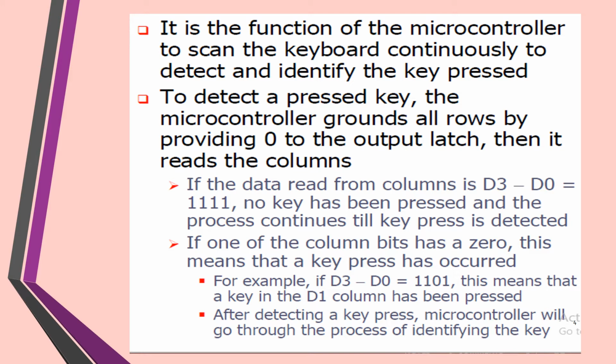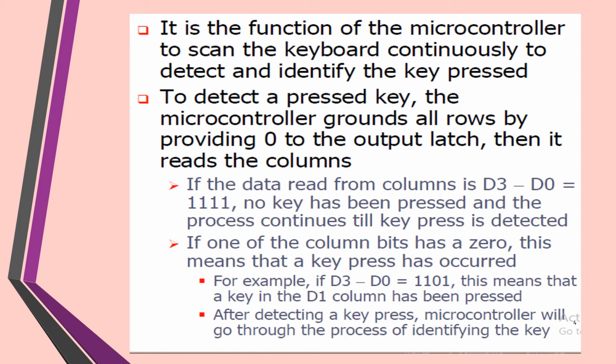To detect the pressed key, the microcontroller grounds all rows by providing 0 to the output latch. Then it reads the columns. If the data read from the column lines D3 to D0 is 1, 1, 1, 1, no key has been pressed and the process continues till a key press is detected. If one of the column bits is 0, then a key press has occurred.